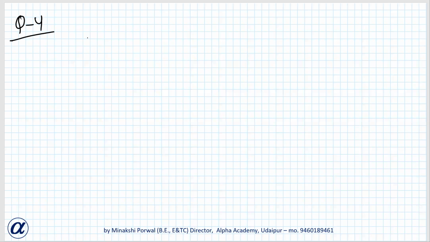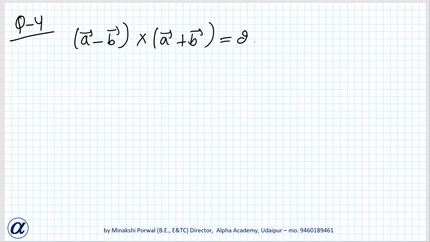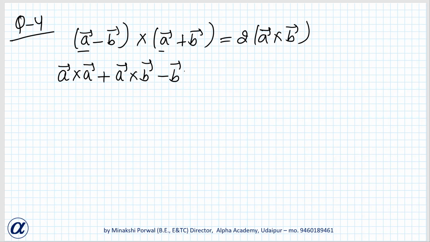Show that (A − B) × (A + B) = 2 (A × B). Here, when we expand this, it will be A × A + A × B − B × A − B × B. Okay, we have taken LHS and expanded it.